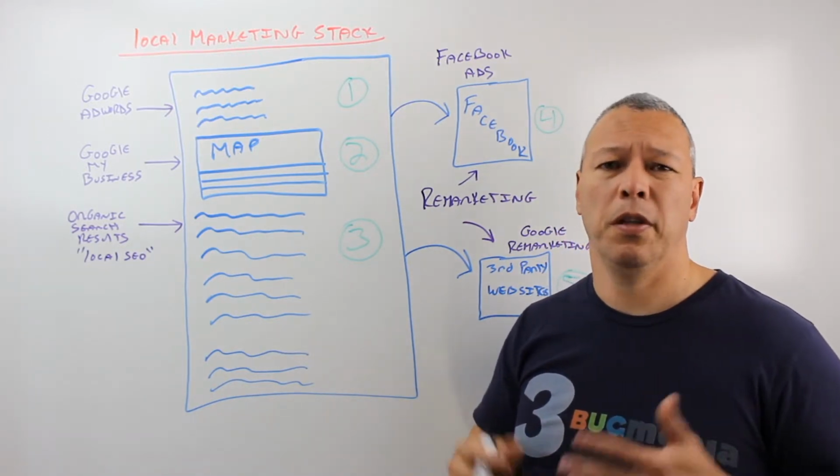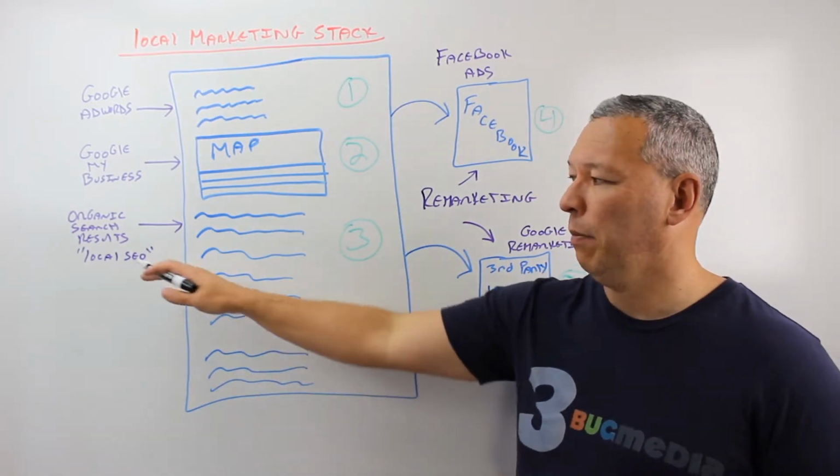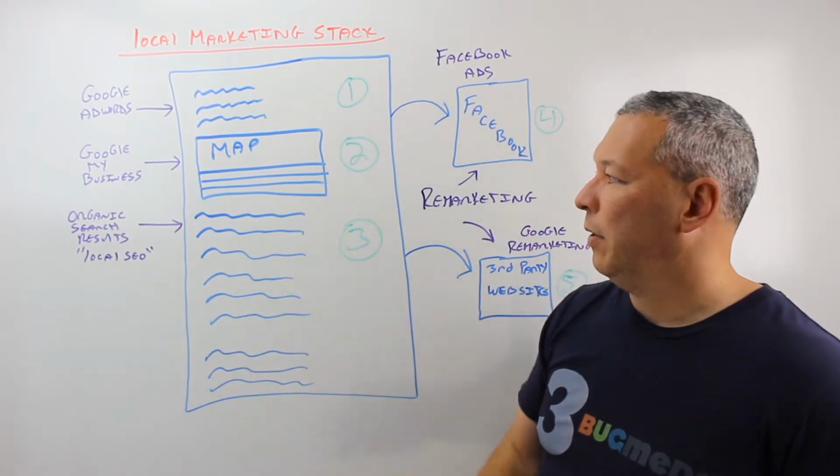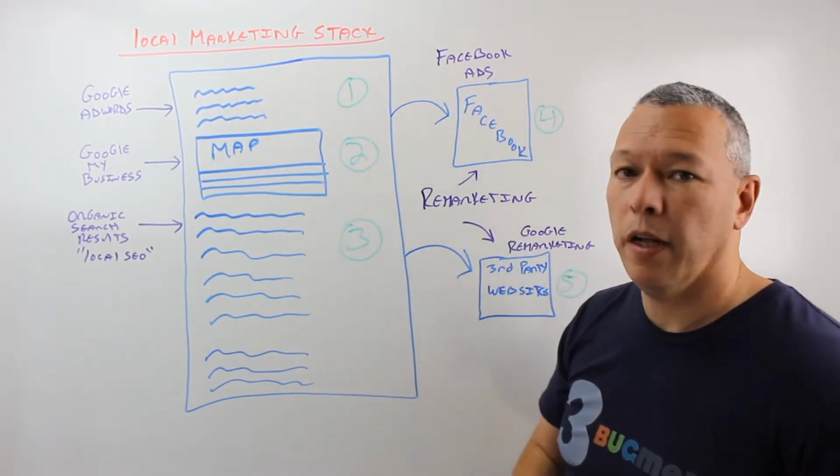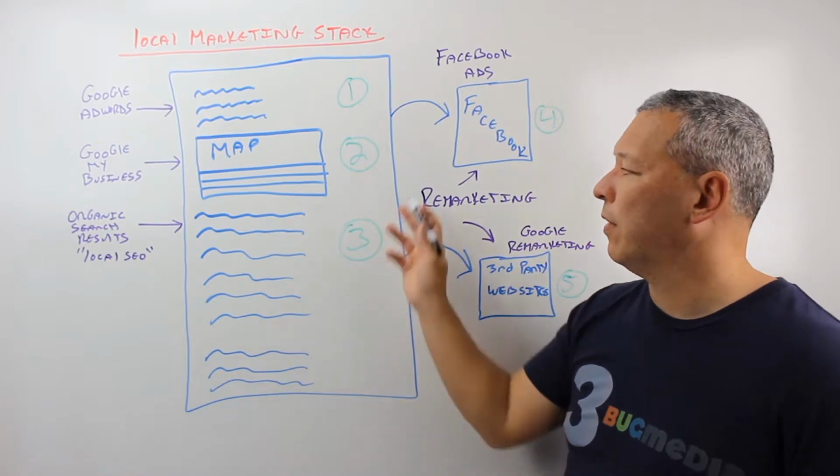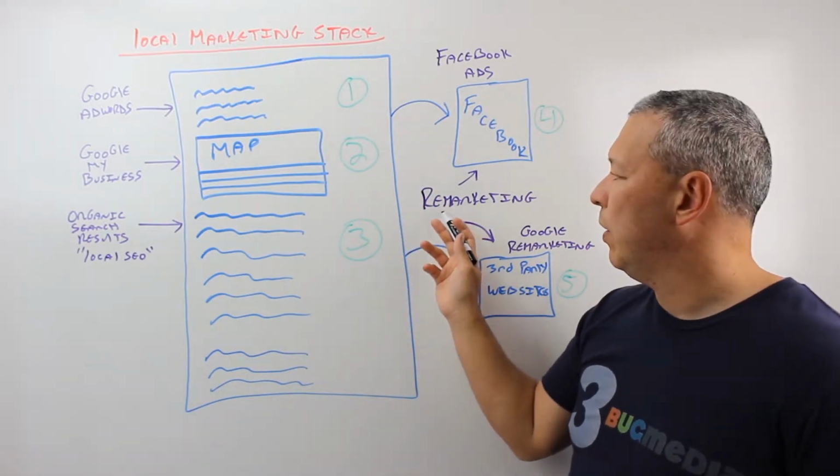If you don't really know what you're doing, then you may want to get somebody to help you, or at least guide you on how to do it. So this is 1, 2, and 3. Over here, this is something else that we do, which is some remarketing.